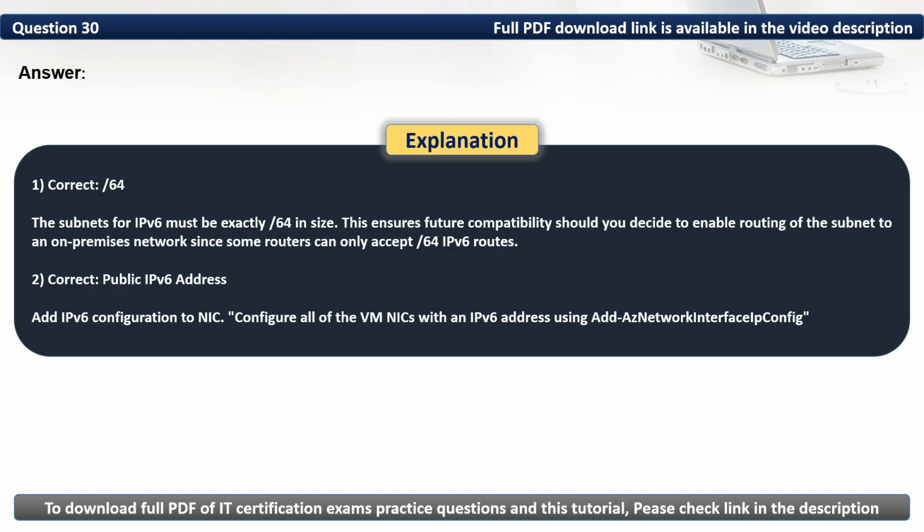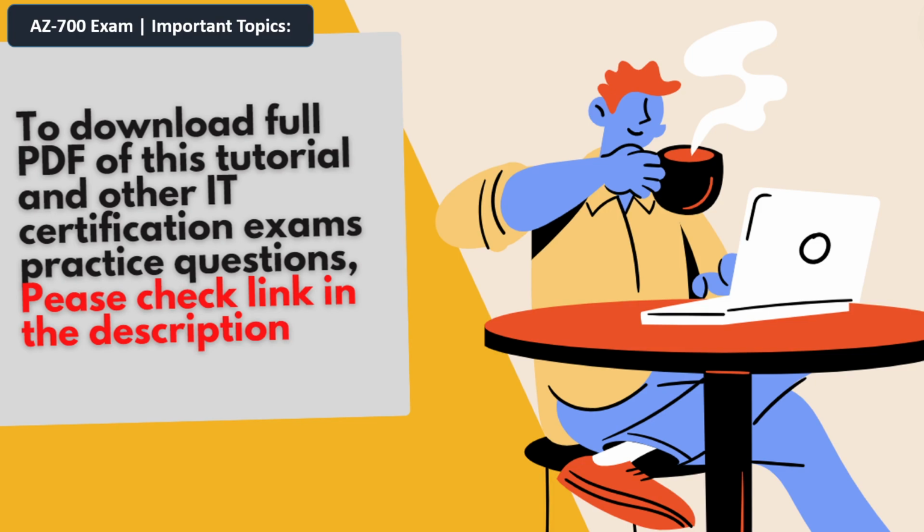About the options: the subnets for IPv6 must be exactly /64 in size. This ensures future compatibility should you decide to enable routing of the subnet to an on-premises network, since some routers can only accept /64 IPv6 routes. Second, add IPv6 configuration to the NIC. Configure all of the VM NICs with an IPv6 address using the az network nic ip-config command. These were all the questions for this video.